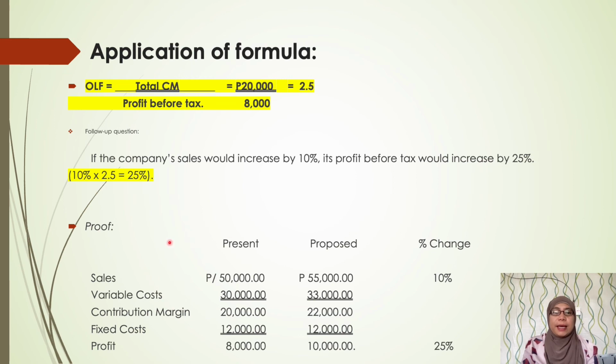So, ito yung proof. For sales, sa present daw is 50,000, variable cost is 30,000, so contribution margin is 20,000, then fixed cost is 12,000, so the profit is 8,000. So the proposed sales, ito daw siya. The sales is 55,000 and variable cost is 33,000 and the contribution margin is 22,000 pesos. Then the fixed cost is 12,000 and the profit is 10,000.